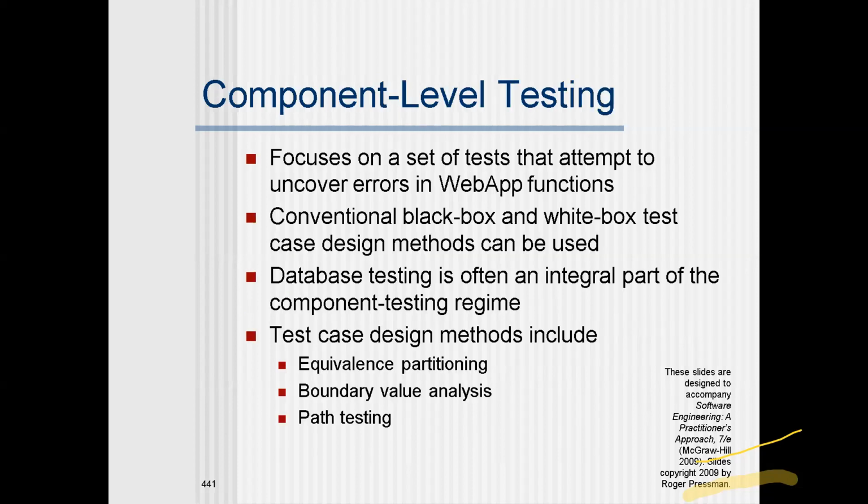Next is component level testing. So here I will be testing the components of the web app. So what kind of components will be there? Conventional black box, white box methods should be used in order to do this. Then the test case design will include equivalence partitioning, boundary value analysis, and path testing, so that I cover all the paths, so that I test for all the input values. So that's important for the component level.